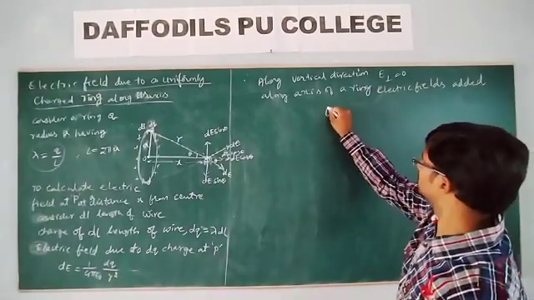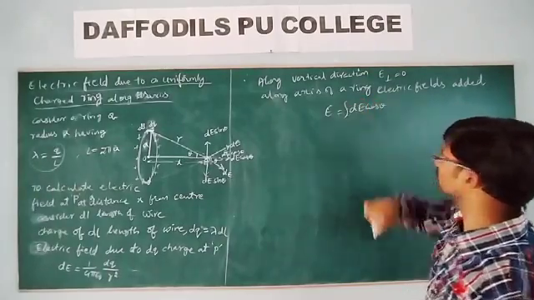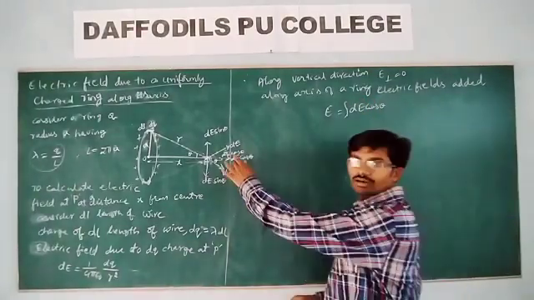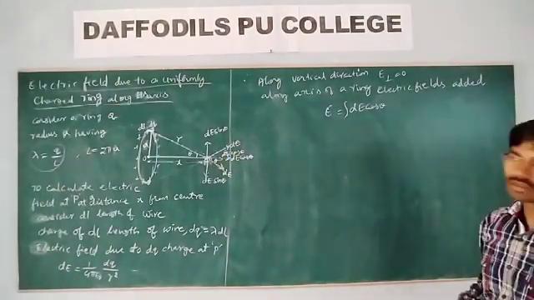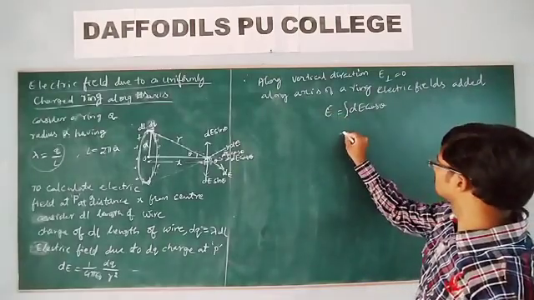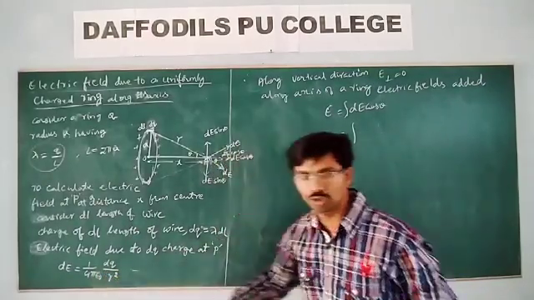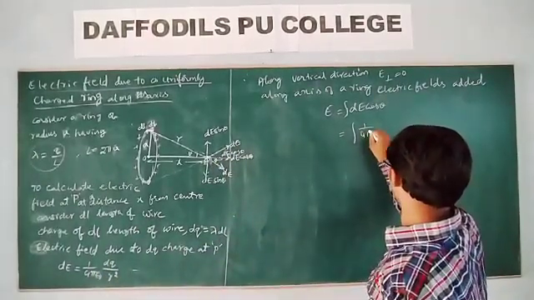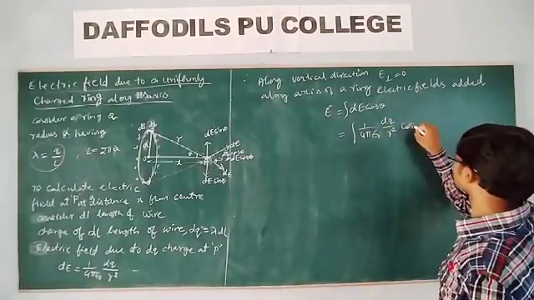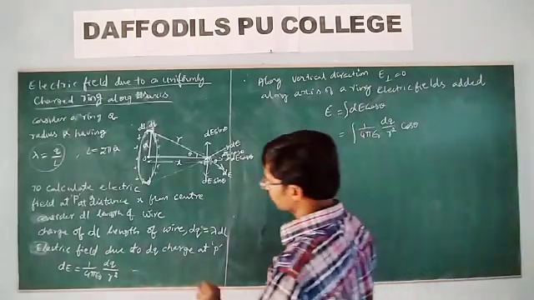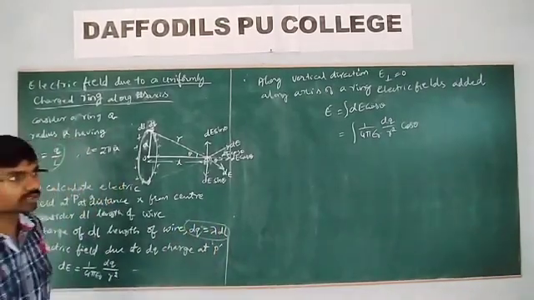So what can you write? E is equal to the integral of dE cos theta. All the components of dE cos theta can be added. So the total electric field is equal to the integral of dE cos theta. Substitute the dE value: 1 by 4 pi epsilon naught dq by r square into cos theta. Again, what is this dq? dq is nothing but lambda into dl. Let me substitute that also.